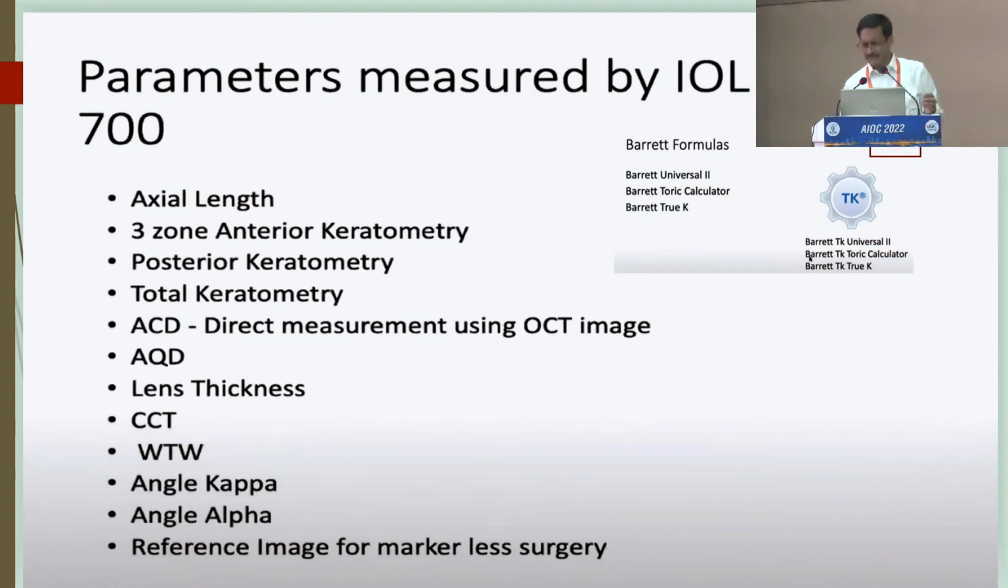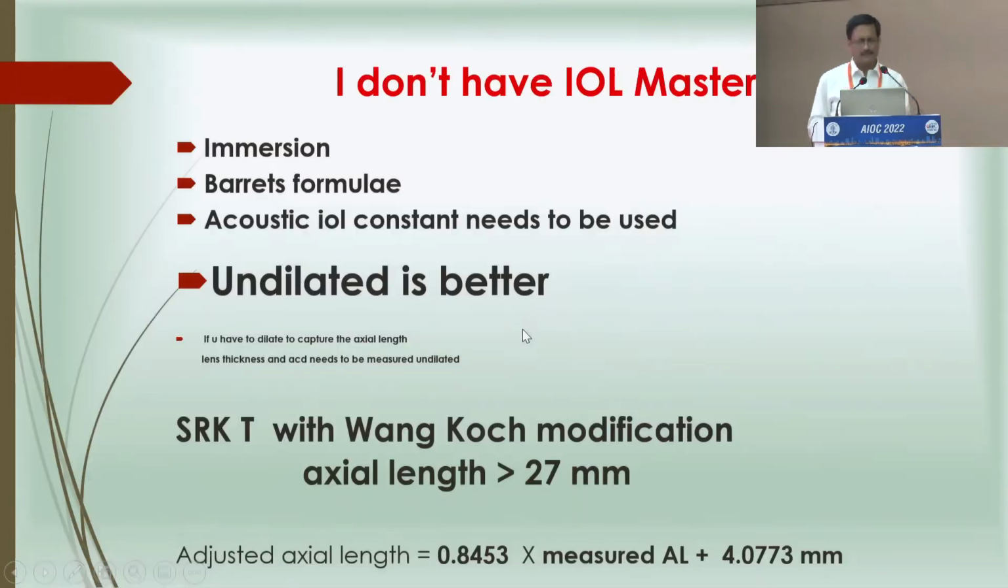The IOL Master measures a varied number of parameters like angle kappa, alpha, white to white, AC depth, lens thickness, and posterior keratometry. The more data, the more variables you feed into your biometry formulae, the more accurate the results are going to be. As of now, Barrett Universal 2 and Barrett True-K are very good. This formula is quite very good.